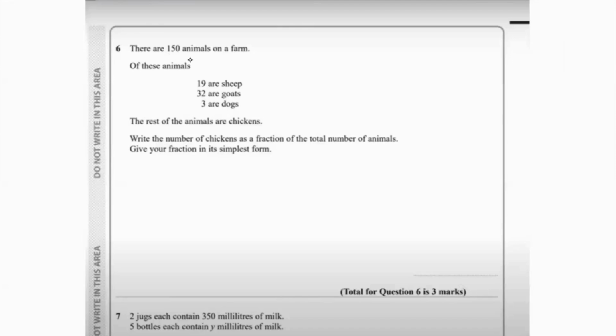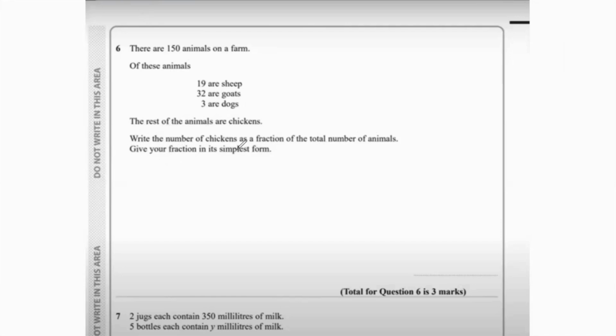Question 6 says there are 150 animals on a farm. Of these animals, 19 are sheep, 32 are goats, 3 are dogs. The rest of the animals are chickens. Write the number of chickens as a fraction of the total number of animals. Give your fraction in its simplest form.